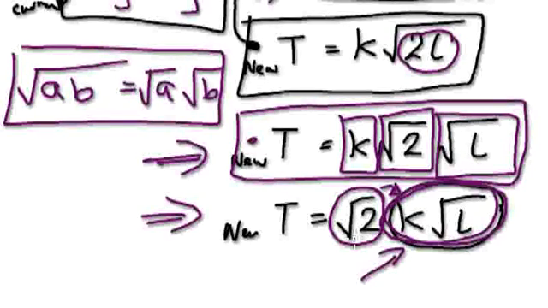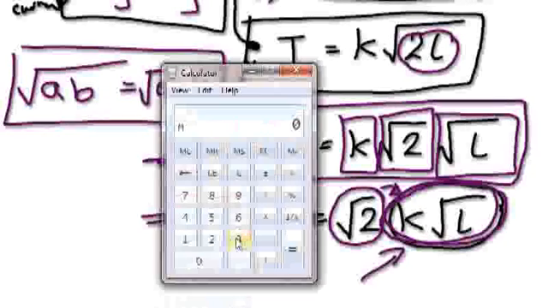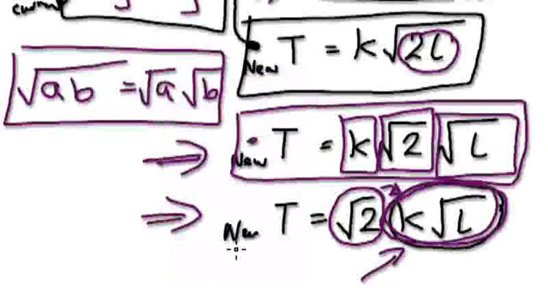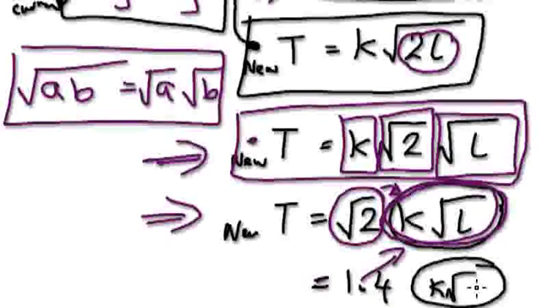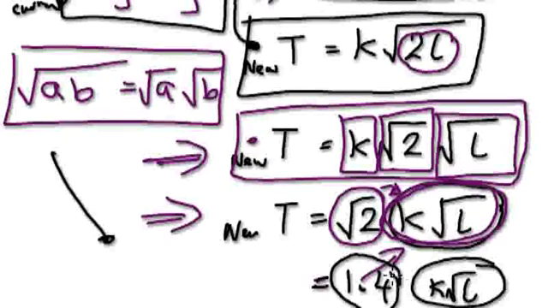Well, the new time will be root 2. You see what I mean later on. I'm going to round it off to 1.4. So this equals 1.4 times the old time. So by doubling the length of the string, the new time is going to be 1.4 times the old time. By doubling the length of a string, you're going to multiply the old time by 1.4.